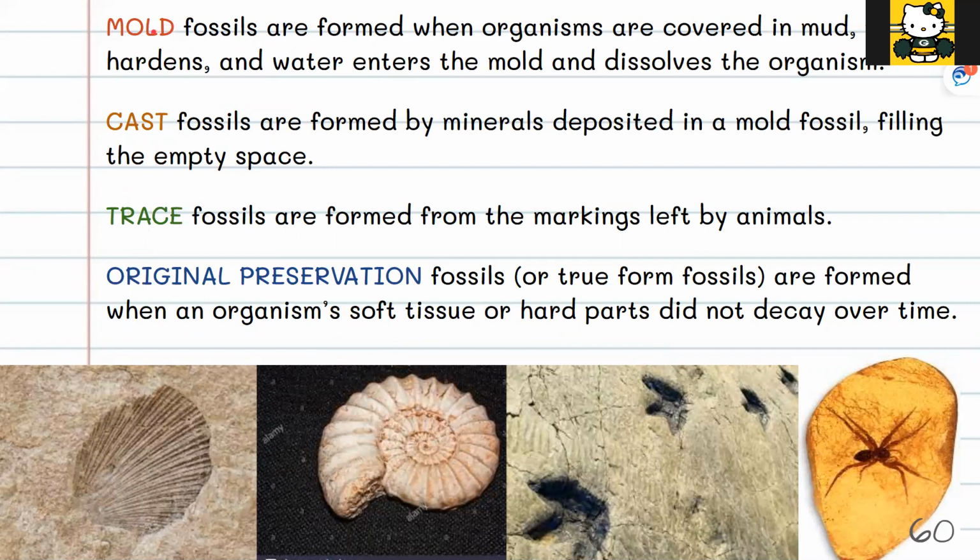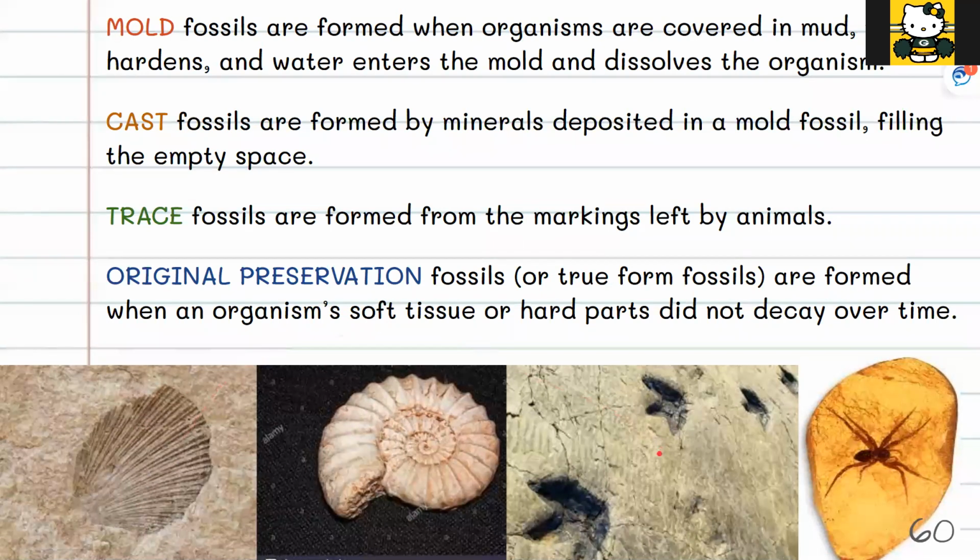We've got mold fossils, as shown in the far left. They are formed when organisms are covered in mud, the mud hardens, and then water enters and dissolves the organism. So it's like an imprint. Casts are made from molds. So now you've got this empty space and minerals will deposit and form a cast from it.